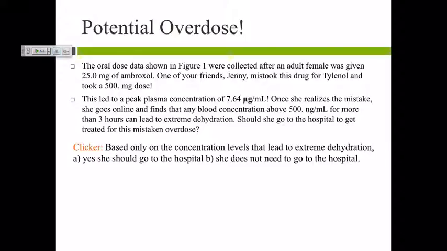I don't know if I got the right answer, but I solved for what the final concentration would be. So I plugged in T equal to 3 hours. We want to know what the concentration is at 3 hours. So what would you solve for? We would solve for the final concentration. The initial concentration would be the peak that she reached. Well, what was the initial concentration? 7,640 nanograms.